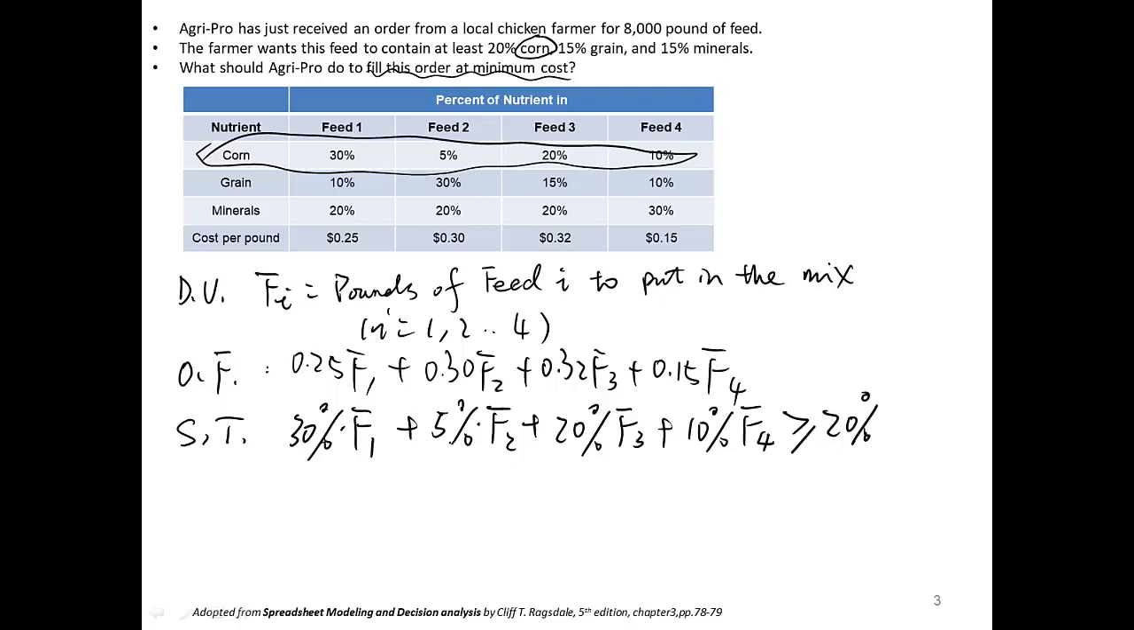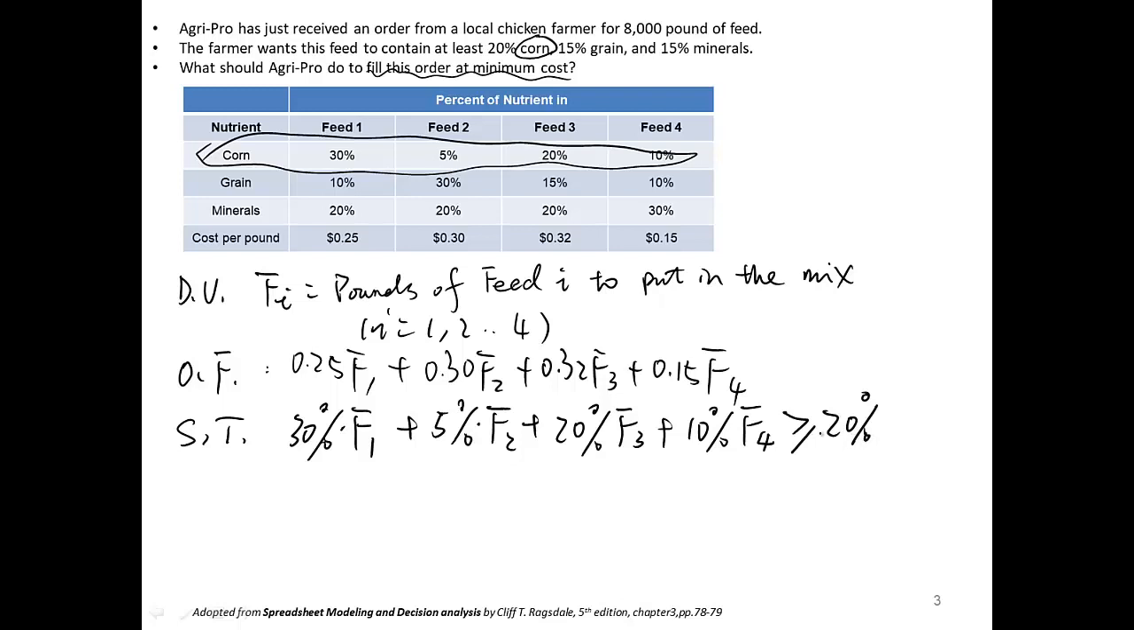Because the final mix has to be 20% corn, and they order 20% of the mix, right? Okay, good. So if we write, many people make this mistake saying, okay, so the corns need to be greater than or equal to 20%. But it's the 20% of your total mix.